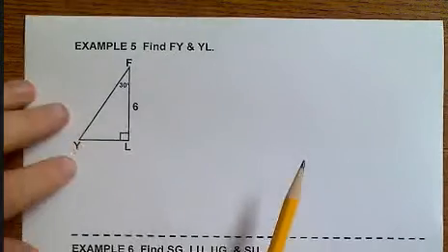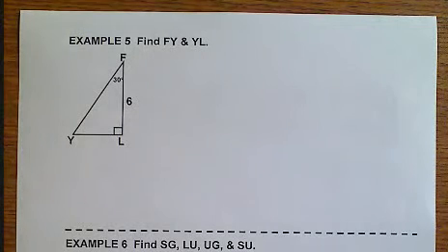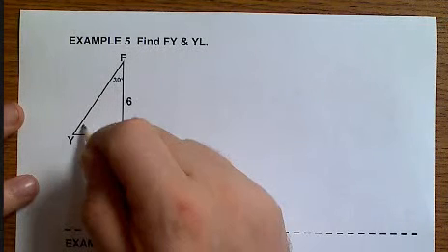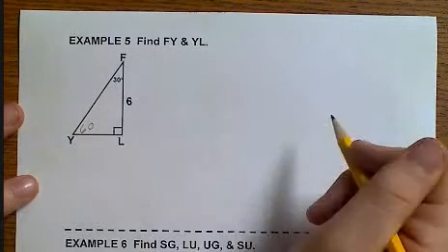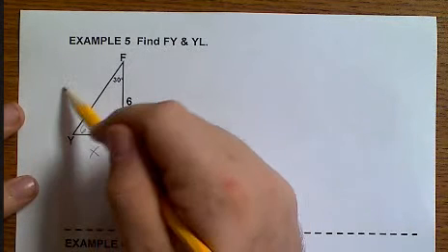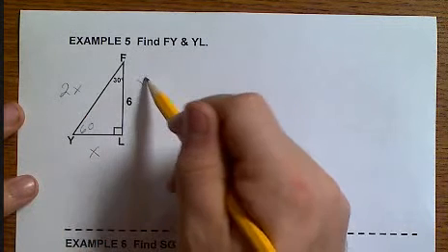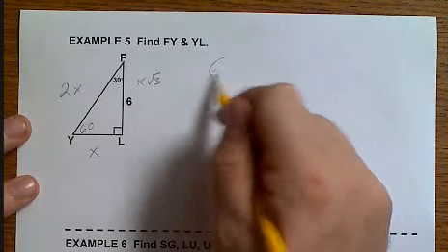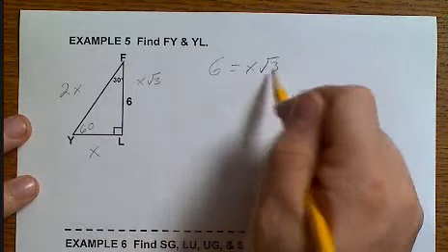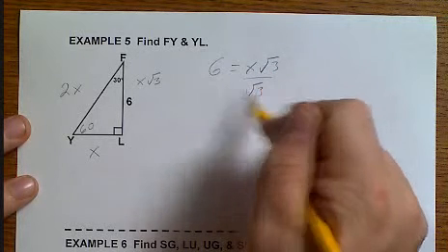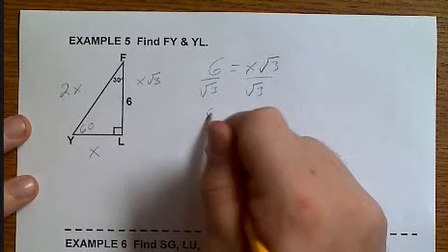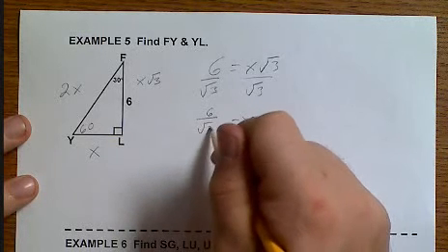Alright, for example number 5, we look at our triangle. It's obviously not a 45, 45, 90. Here they told us that is 30, which means that this one is 60. And so this one is x, 2x, and x on the square root of 3. So we know that 6 equals x on the square root of 3. Divide both sides by the square root of 3. We get that x equals 6 divided by the square root of 3.